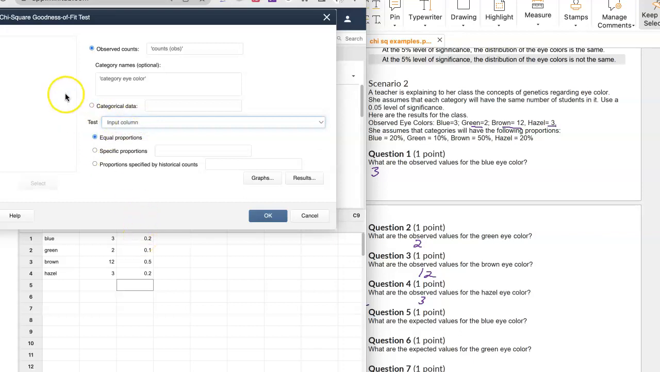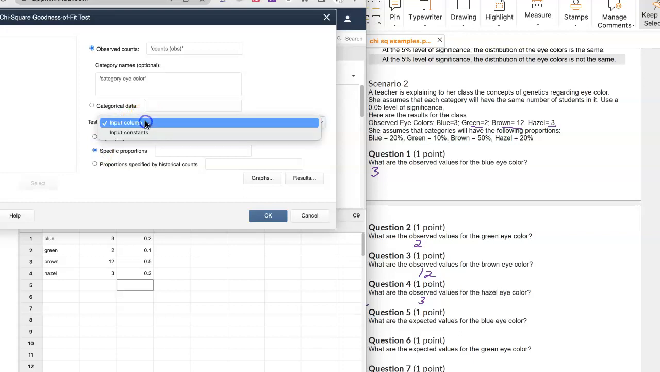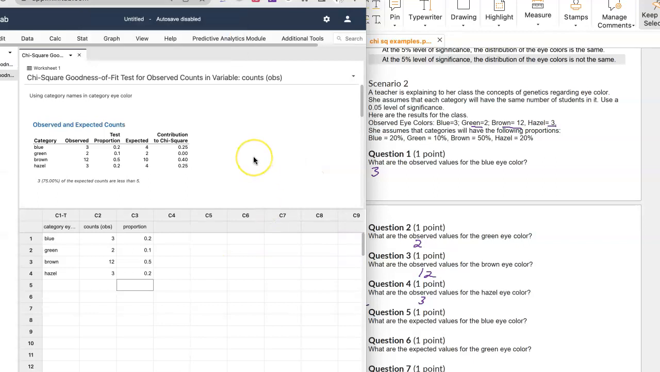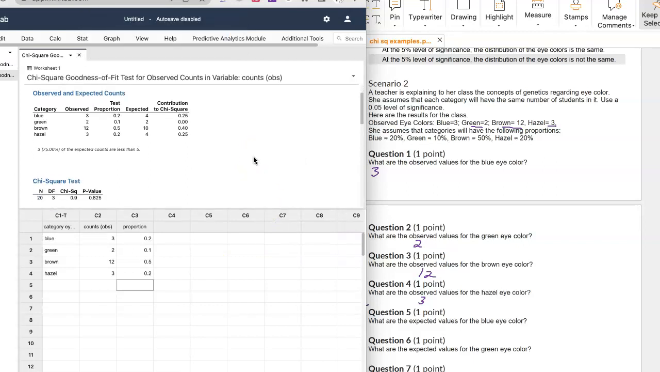The input column with specific proportions is the one I named proportion. You have to put your cursor here before it lets me choose something. Or we could have put them in ourselves, but we've already got them in a column here, so we didn't need to. So click OK, and then we get our answers.